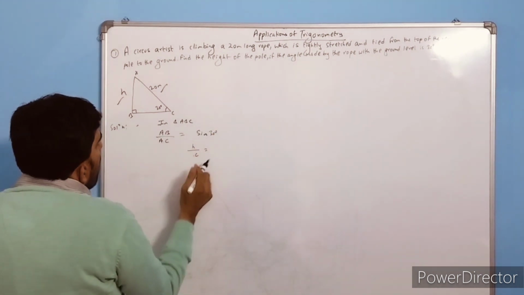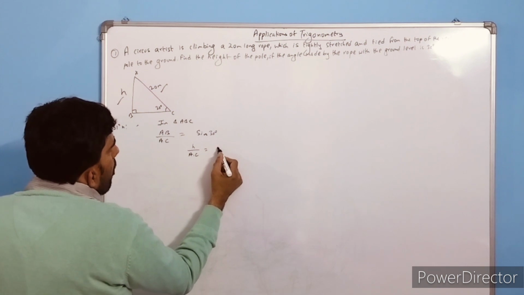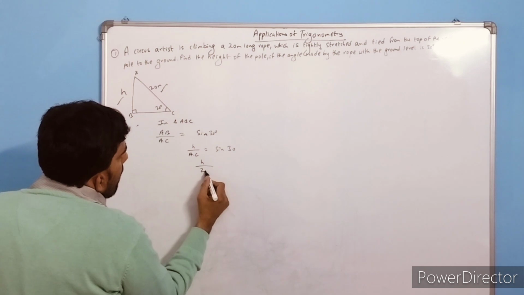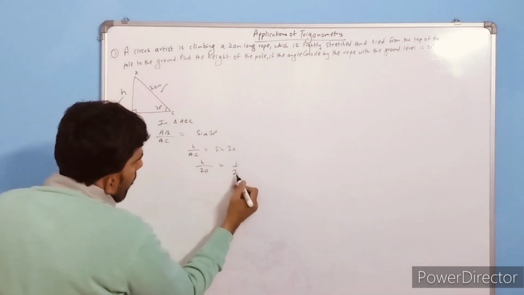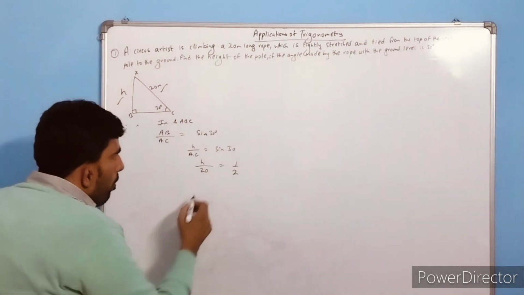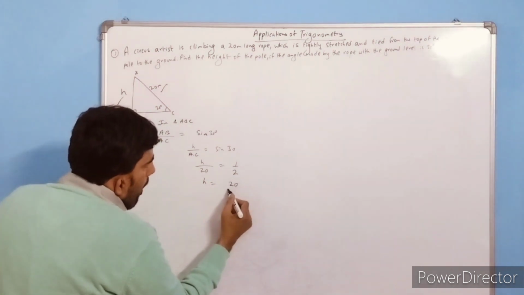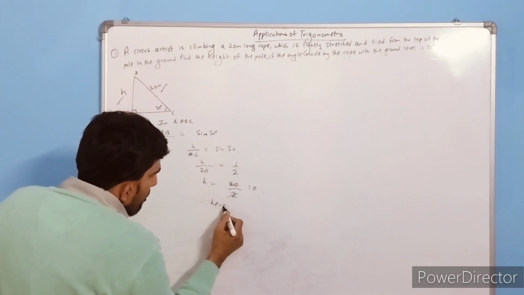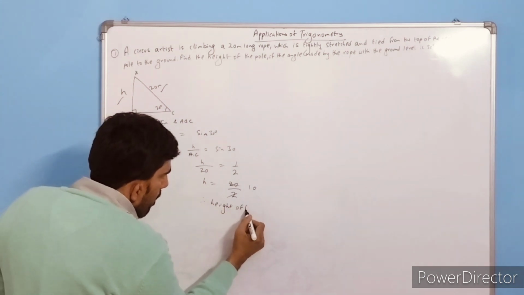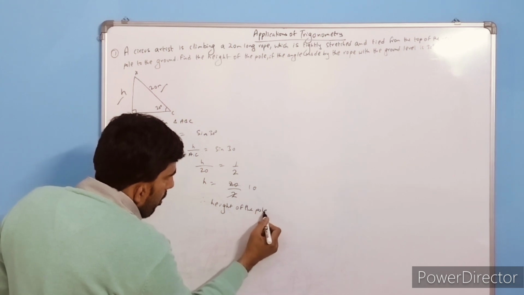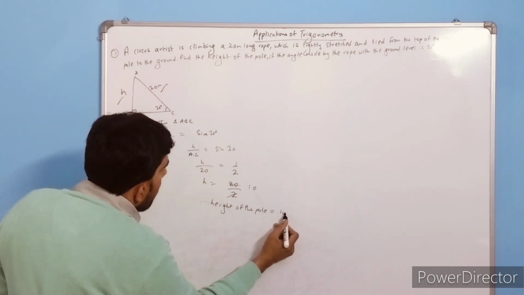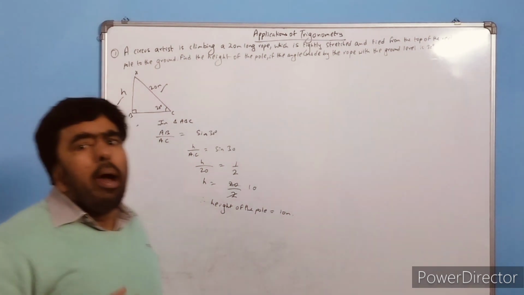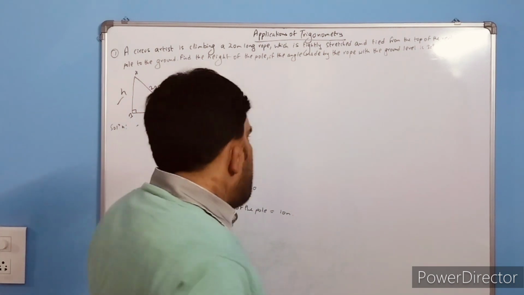So H upon AC is equal to sin 30. Now H upon AC, AC is 20, is equal to sin 30, which is half. We have done this previously. So now H is equal to 20 upon 2, that is 10. Therefore the height of the pole is equal to 10 meter. That is how we solve such kind of numerical.